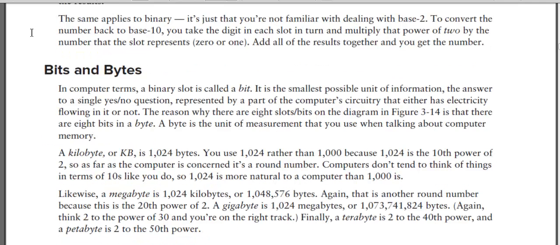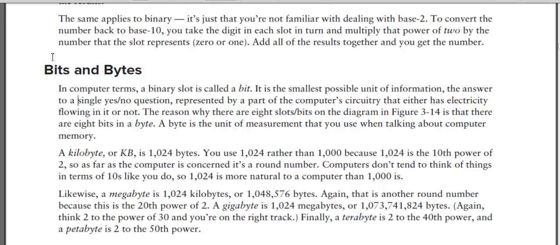Now, I also talked about bits and bytes in class. In computer terms, a binary slot is called a bit. So a slot that can be either a 0 or a 1 is called a bit, a binary slot. It is the smallest possible unit of information. In other words, a bit is the smallest possible unit of information.